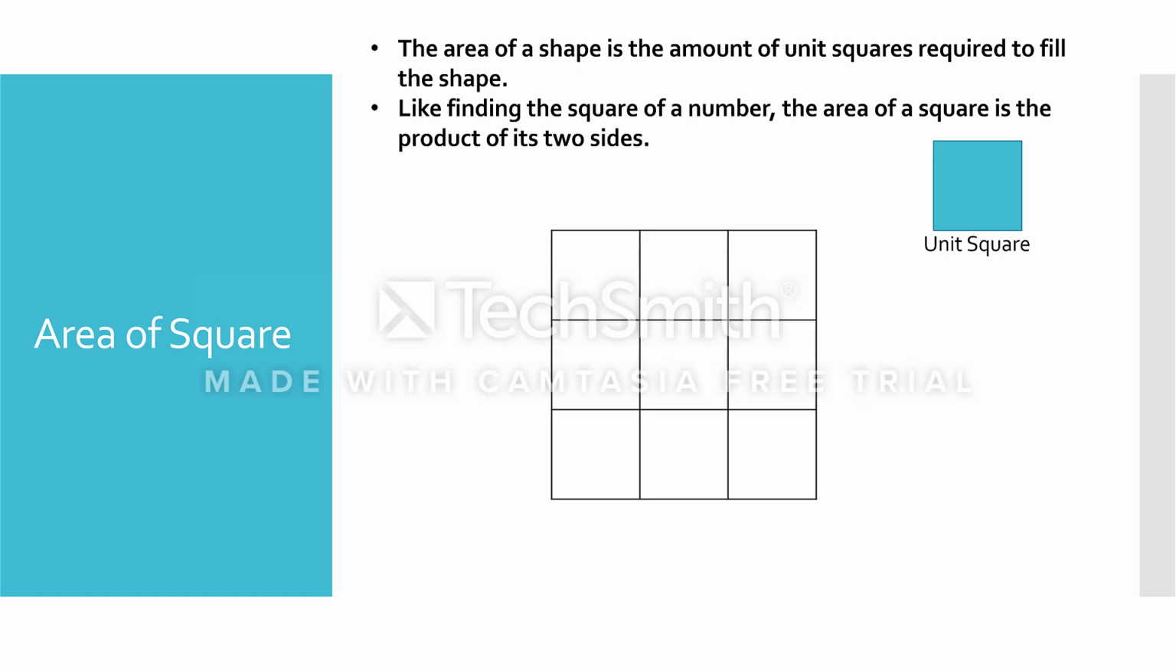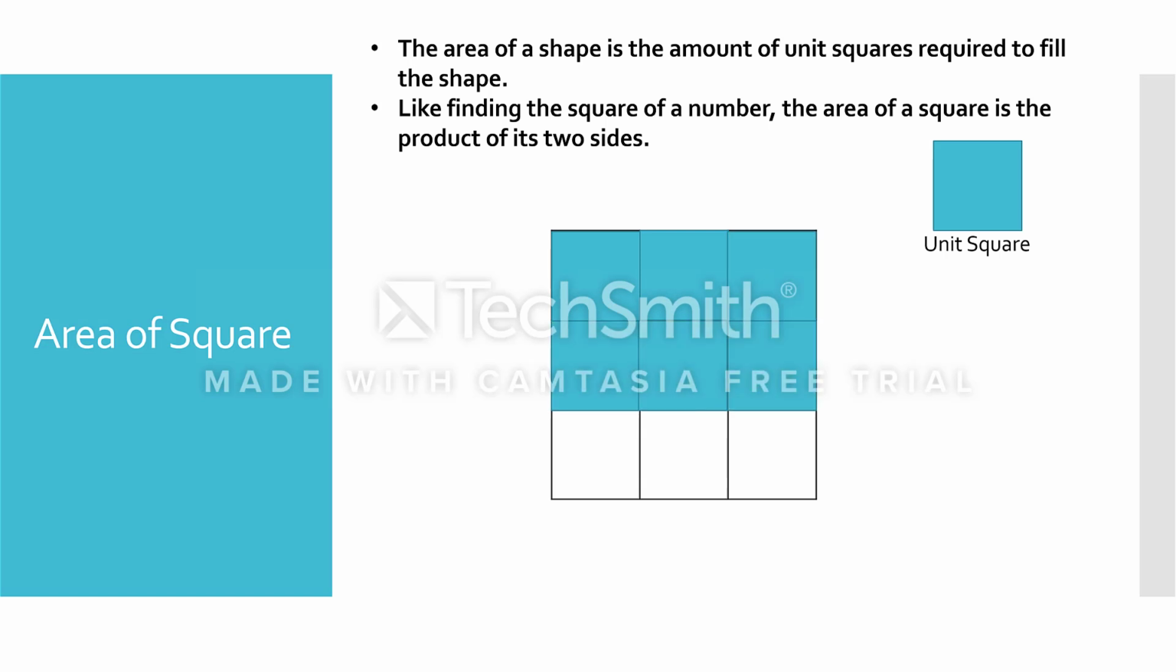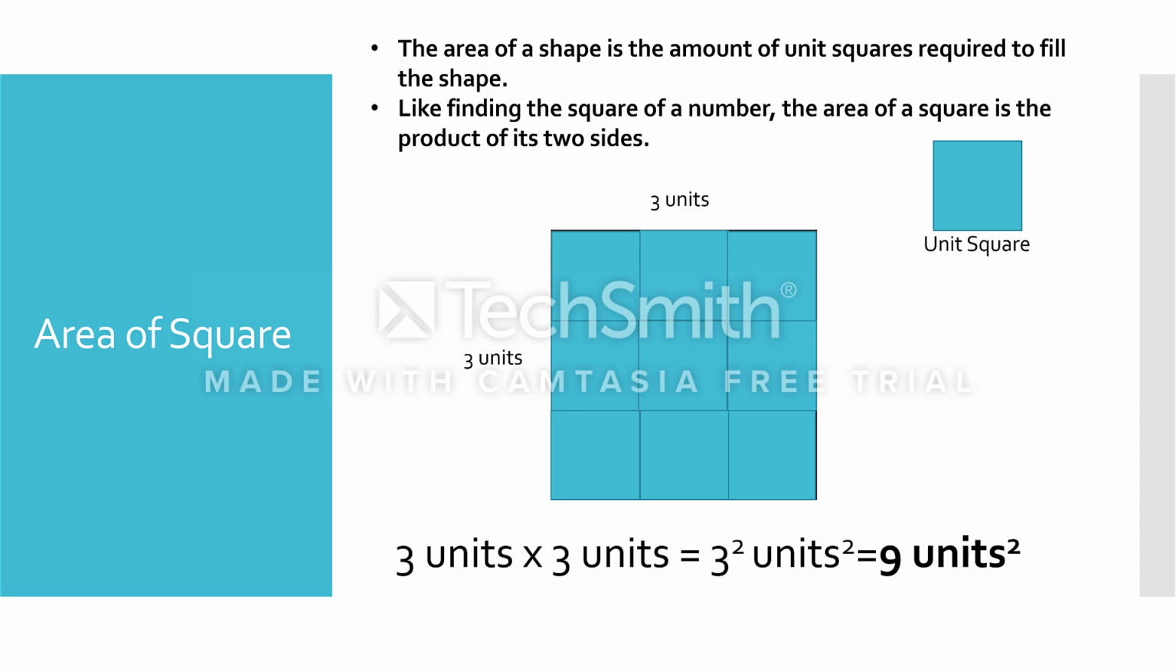We're given a square. Let's fill it up with unit squares to find its area. So we put in 1, 2, 3, 4, 5, 6, 7, 8, 9 unit squares. So we know that the area of this square is 9 units squared. We also know that the height is 3 units and the length is 3 units. So we know that the square of 3 is 3 squared, which equals 9.